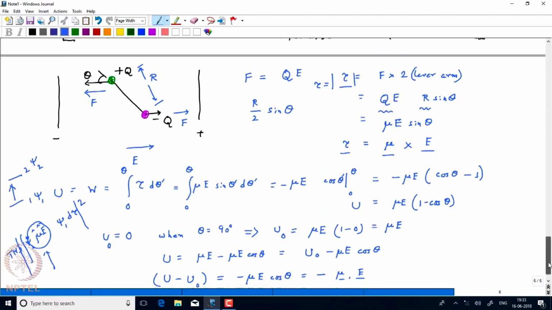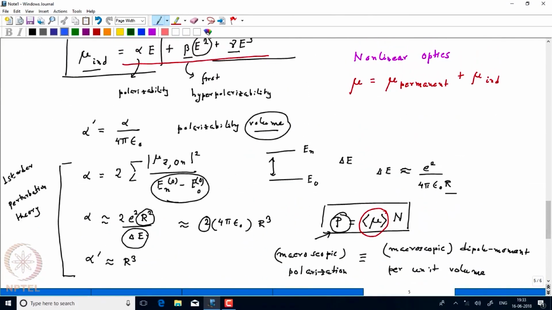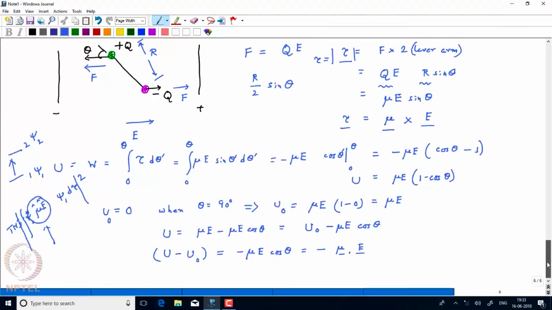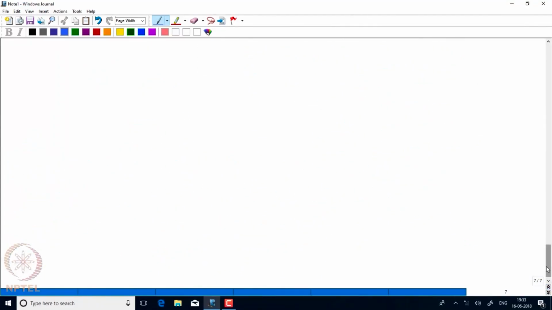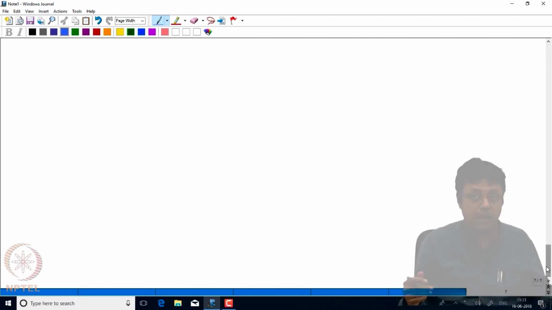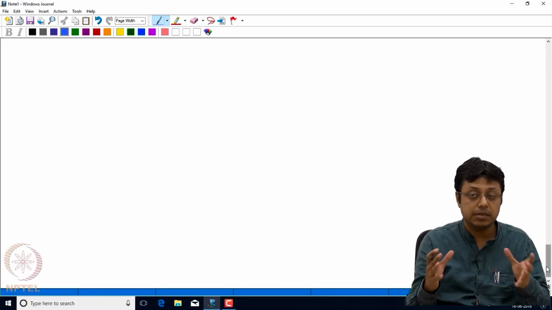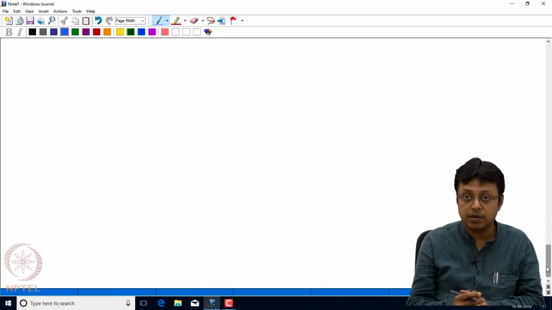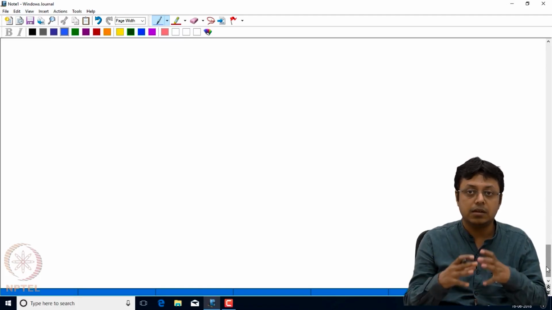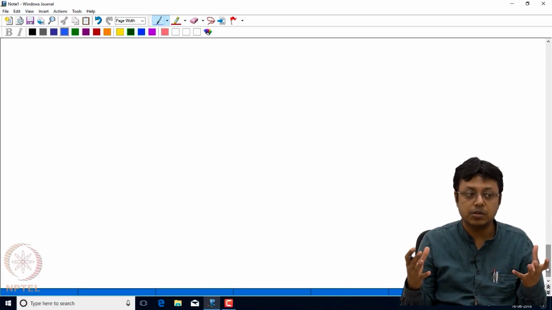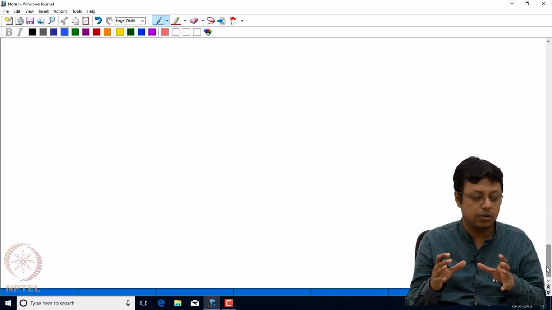Now let us go back one step and try to understand how one can calculate the average value of the induced dipole moment to calculate the macroscopic polarization, because if we can calculate that, we can calculate everything. Now, as I said, if we think about the permanent dipole moment in the absence of any external electric field, all kinds of orientations are possible. So, mu will be basically 0.